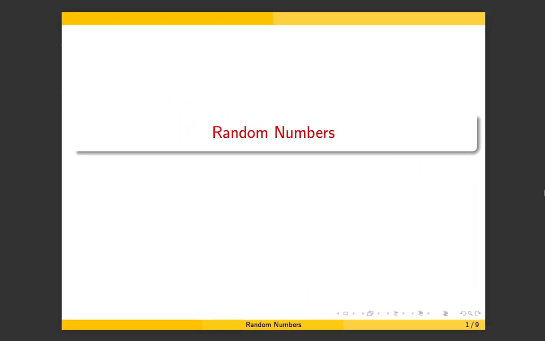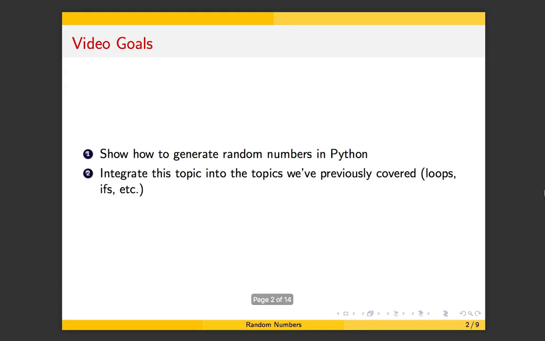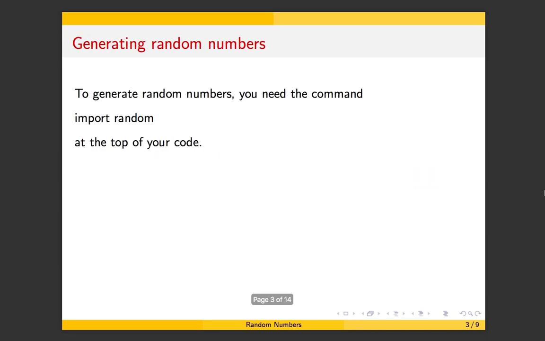In this video we will be talking about random numbers in Python, how you generate them, and then some uses of them. So this video has two goals. First of all, show you how to get random numbers using Python, and then apply them by integrating them into previous topics like loops, if statements, and so on. So once you can generate random numbers, what can you do with them, especially given previous tools that we have?